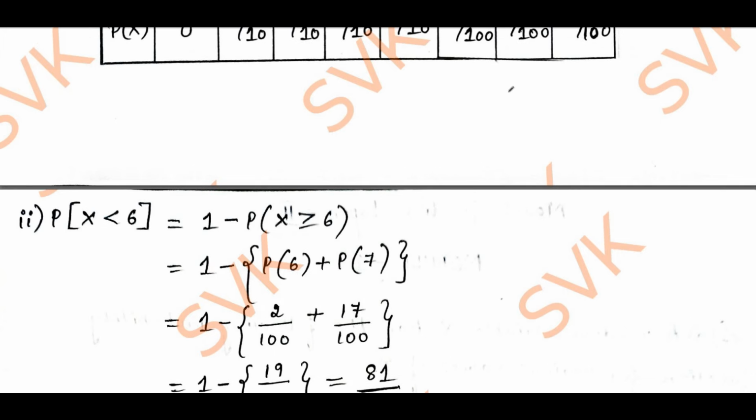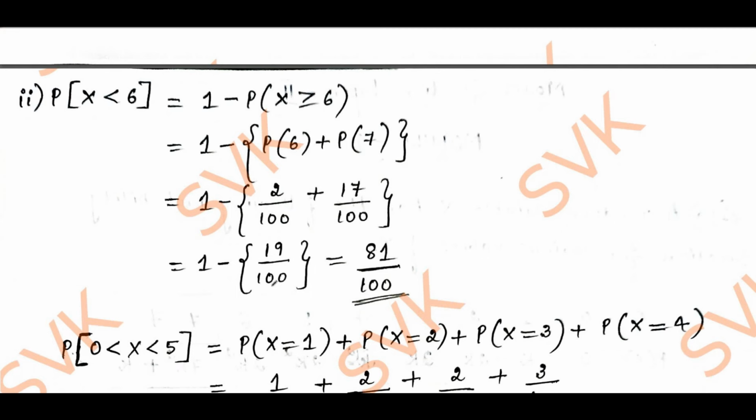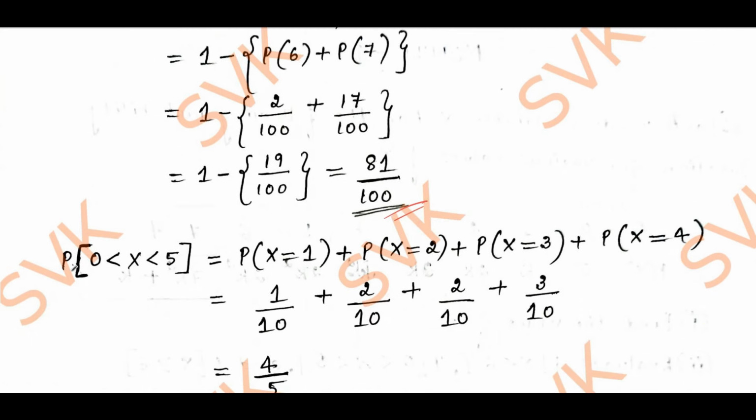For probability of x equal to 6, we have the value 2 by 100, and probability of x equal to 7, we have the value 17 by 100. Add those two values, we will get 19 by 100. Subtract this value from 1, so we get 81 by 100 as the required probability for x less than 6. Then we need to find the probability of 0 less than x less than 5.